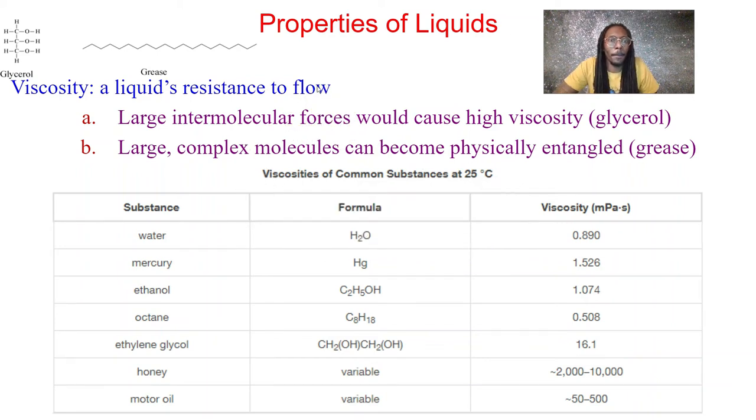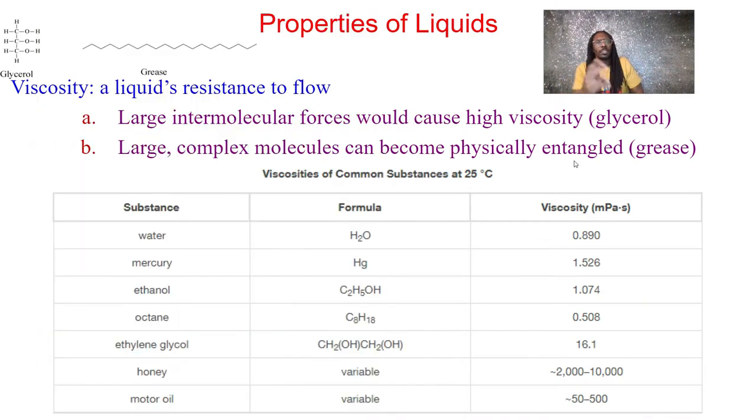Now, two points I want to focus on with this type of property here. A, large intermolecular forces would cause high viscosity. B, and I'm just going to get rid of these so we can dive into this chart. I love charts, so you can get a lot of information just by looking at a chart. B, the large complex molecules can become physically entangled.